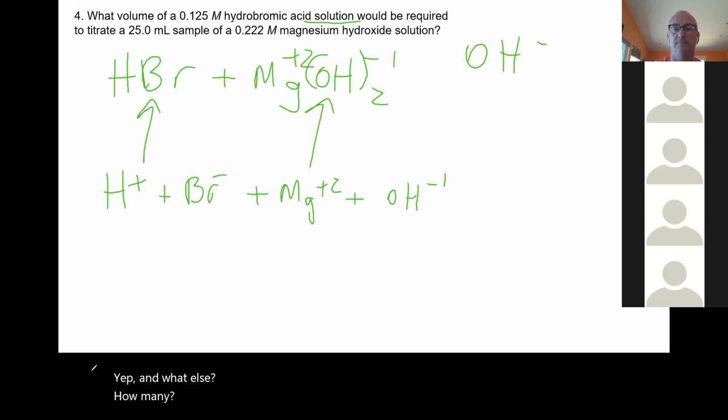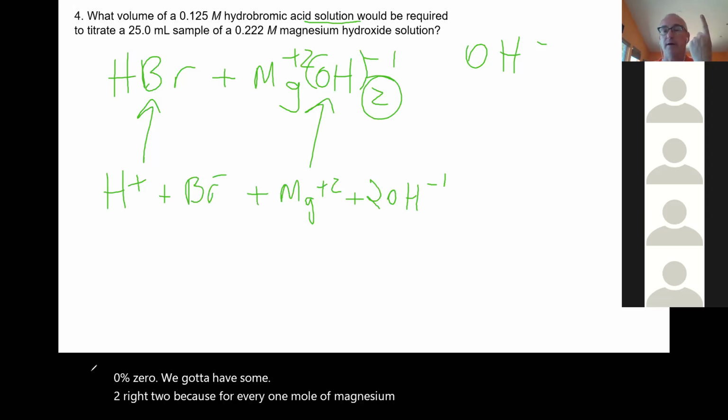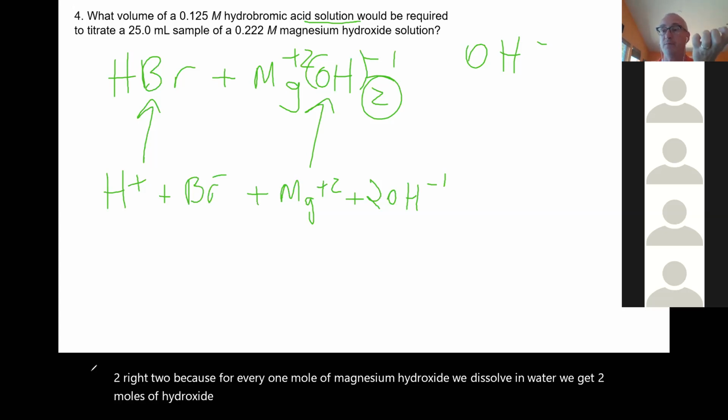Did you see how? 1? Or is it 2? Who said 0? We got to have some. 2, right. Because for every 1 mole of magnesium hydroxide we dissolve in water, we get 2 moles of hydroxide ion, because there's 2 moles of hydroxide ion associated with every 1 mole of magnesium.